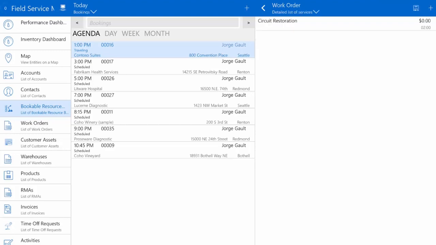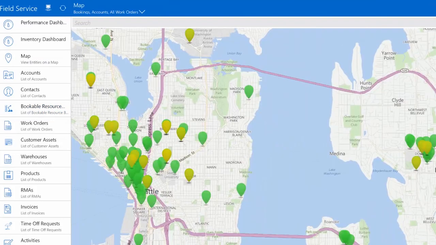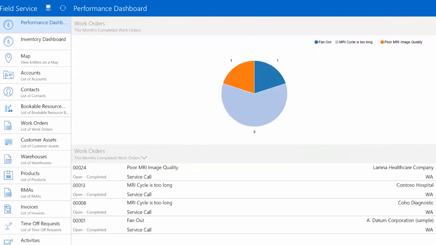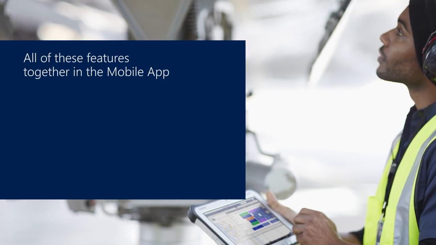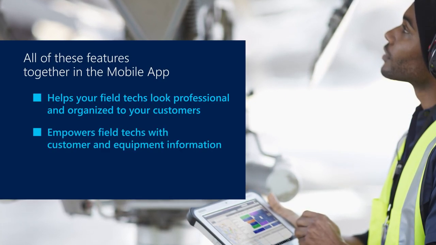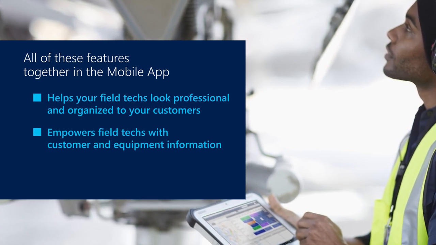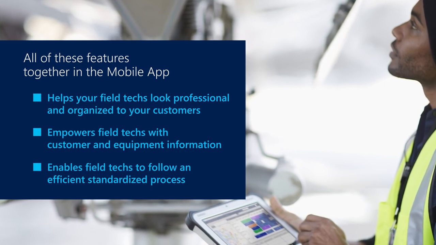The Field Service mobile app helps field techs stay on track in many other ways. For example, maps show daily routes, accounts, and assets they are responsible for. Performance dashboards show their completed work, and the inventory dashboard lets them compare truck inventory with parts needed for upcoming work. All of these features together in the mobile app help your field techs look professional and organized to your customers, empower field technicians with customer and equipment information, and enable field techs to follow an efficient, standardized process.